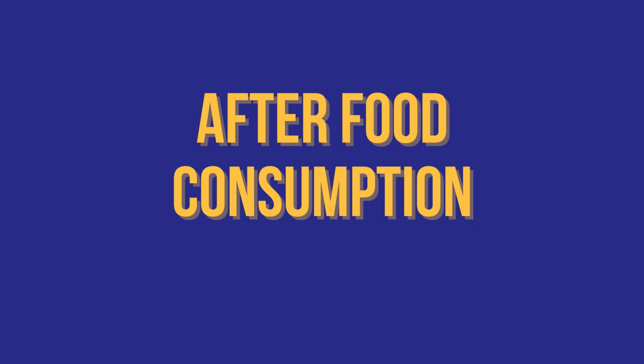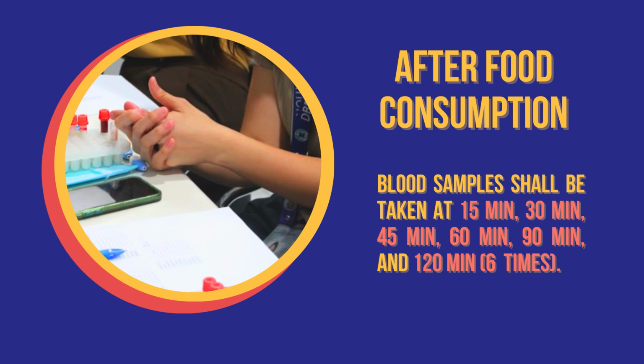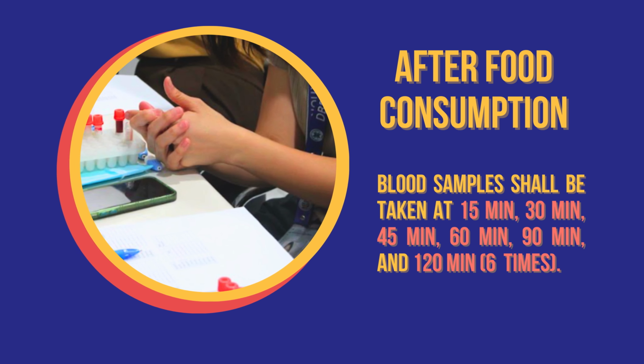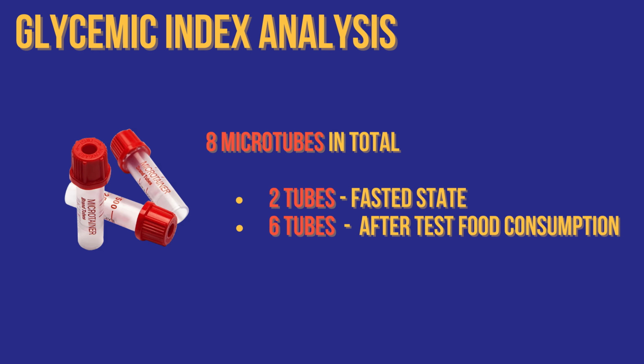After food consumption, blood samples shall be taken at 15 minutes, 30 minutes, 45 minutes, 60 minutes, 90 minutes, and 120 minutes, and assayed for glucose. Each participant is required to provide 8 microcontainer tubes per session. In total, there will be 2 micro containers for fasted state and 6 tubes for after-test food consumption. Now that we've discussed the crucial part of this study, we will proceed to the calendar of activities.